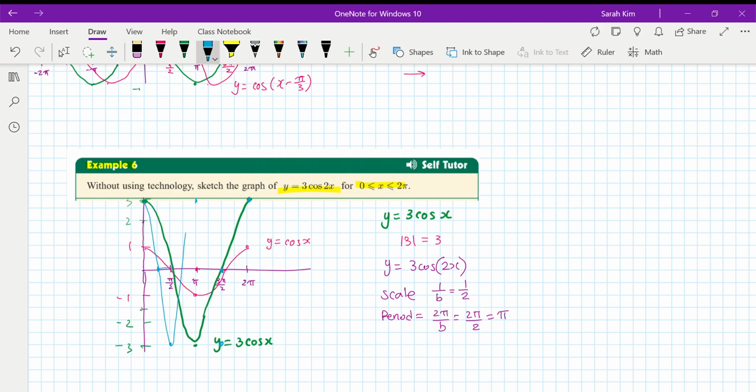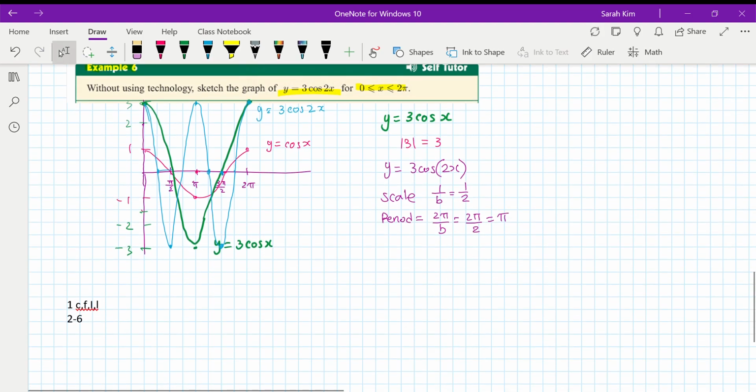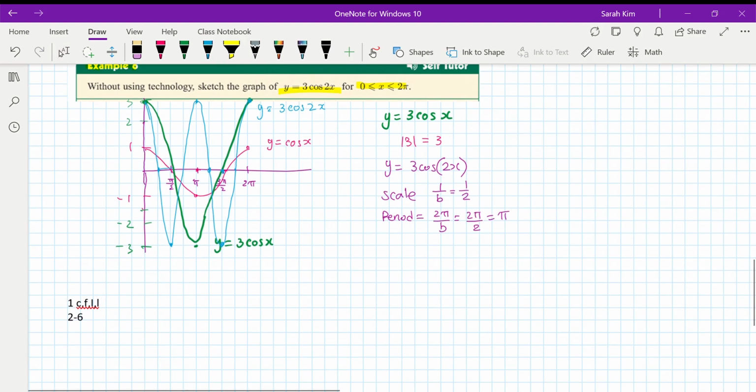Alright, maximum. Oh, that's too far. So I should go in here and here. Down, and then up, and then down to my minimum, and then up to my maximum. Awesome. So that one is 3 cos 2x. Alright, and that's it. So just do it step by step. You should be able to do these questions now. Give it a go and make sure you check your solutions.